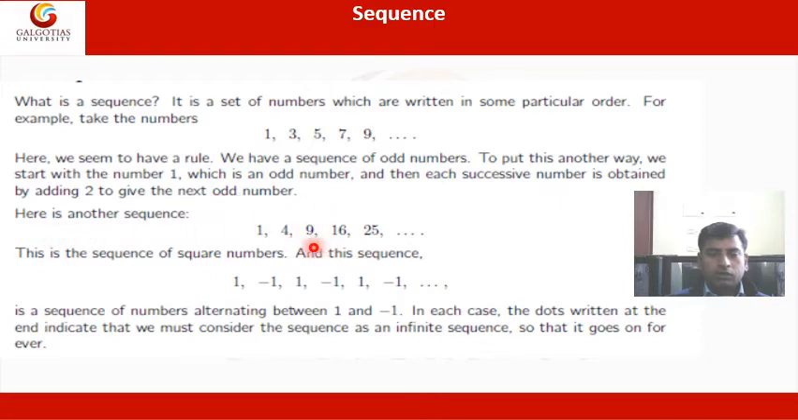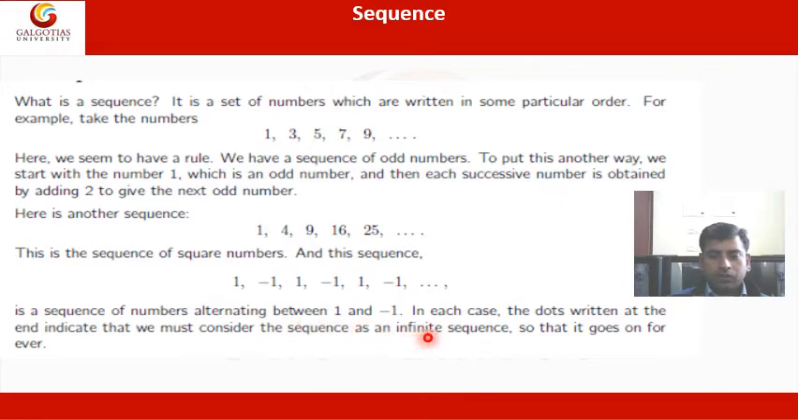Here is another sequence, that is 1, 4, 9, 16, 25 and so on. This is the sequence of squares of the numbers 1, 2, 3, 4, 5. And this is another example: the sequence 1, -1, 1, -1, 1, -1 and so on. This is a sequence of numbers alternating between 1 and -1.